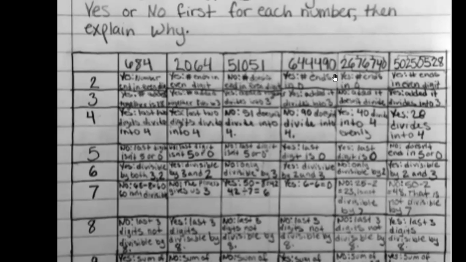Now 90. Is it divisible by 4? Can you divide it into 4? No, you cannot. Well, then we move on to this one. Can you divide 40 into 4? Yes, you can, 10 times. So therefore, it is divisible by 4.